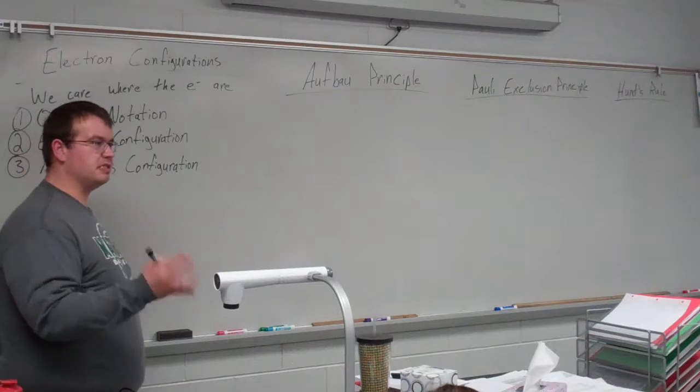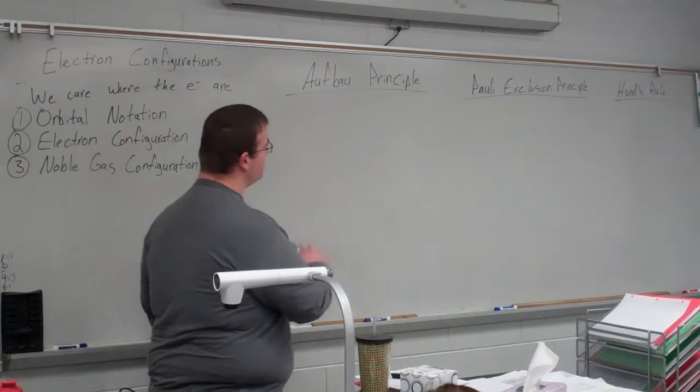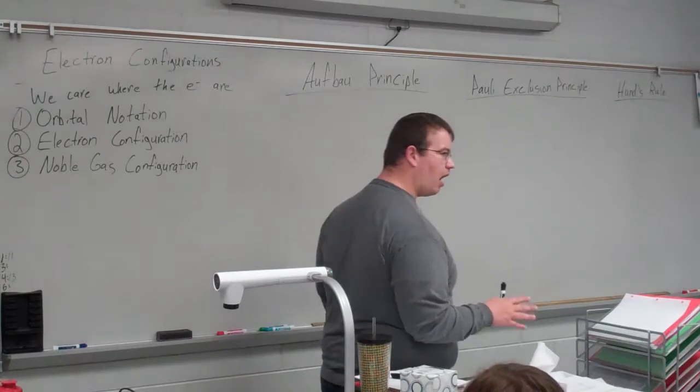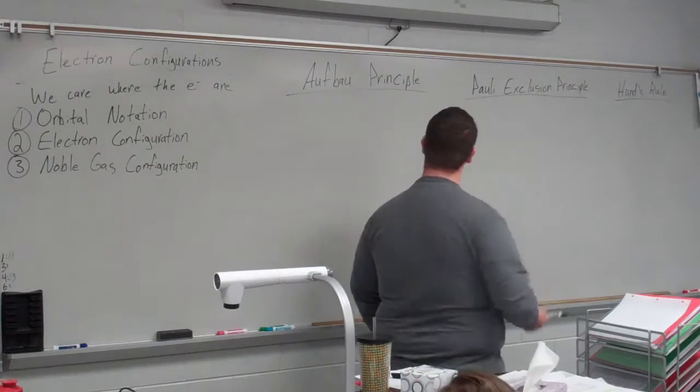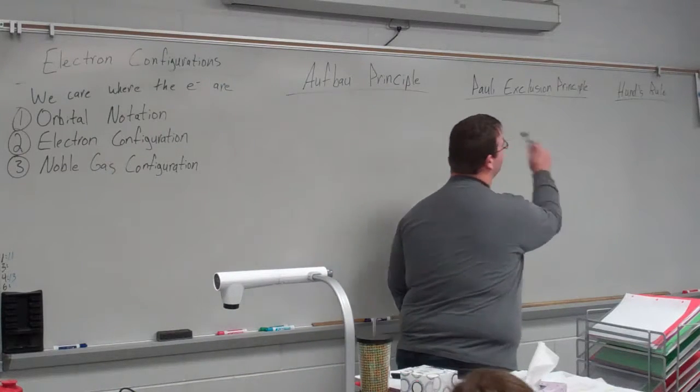Alright? So I need you to accept some stuff. Within these electron configurations, there's 3 base rules that we base everything off of. And they literally travel like this. It's going to be the Aufbau principle, Pauli exclusion principle, and Hund's rule.